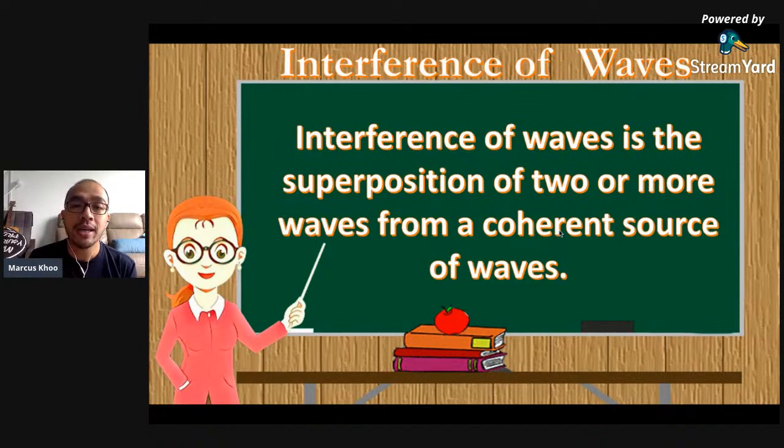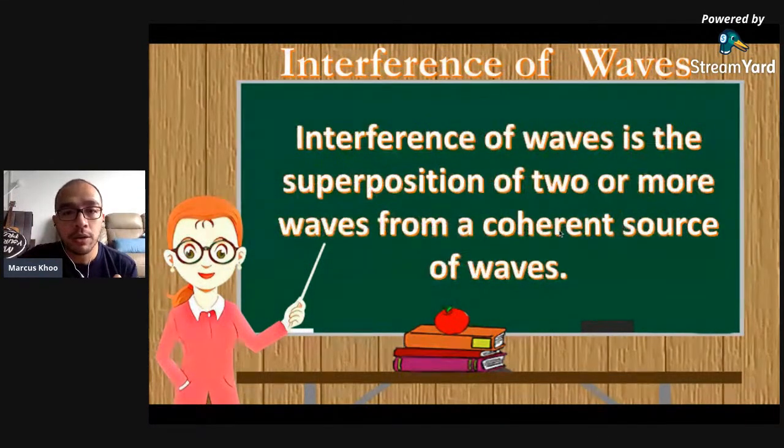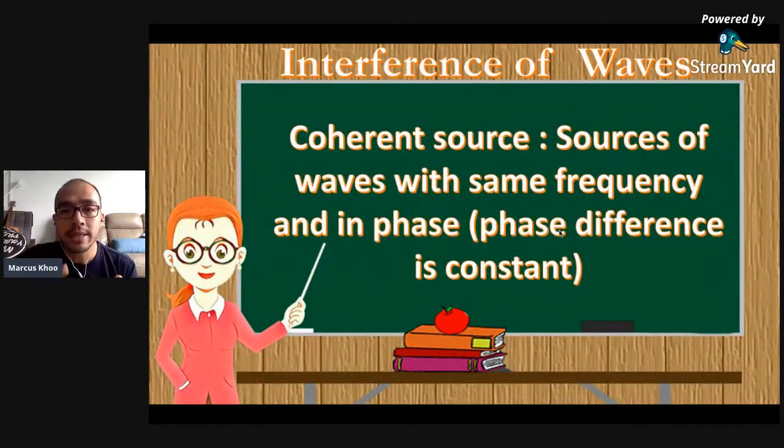Wow. And then after that the other word is coherent. So what is the meaning of coherent first? Coherent is sources of waves with the same frequency and the same phase. Or they are in phase. In phase means kalau one wave is going up and down, the second wave is also going up and down together with it. So these are coherent waves.